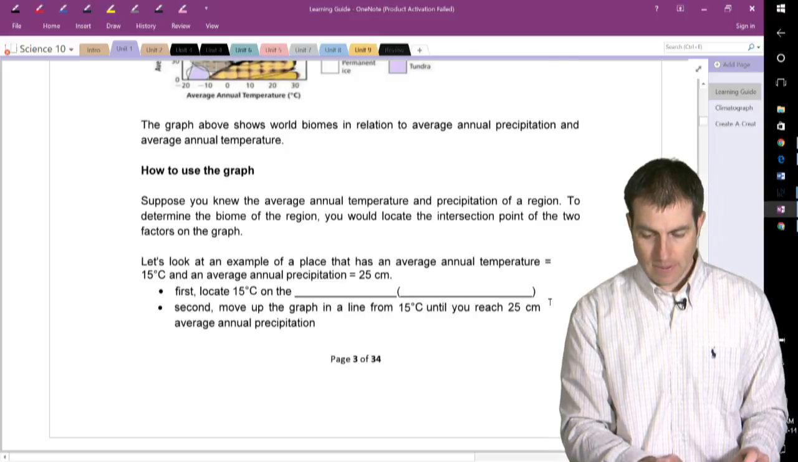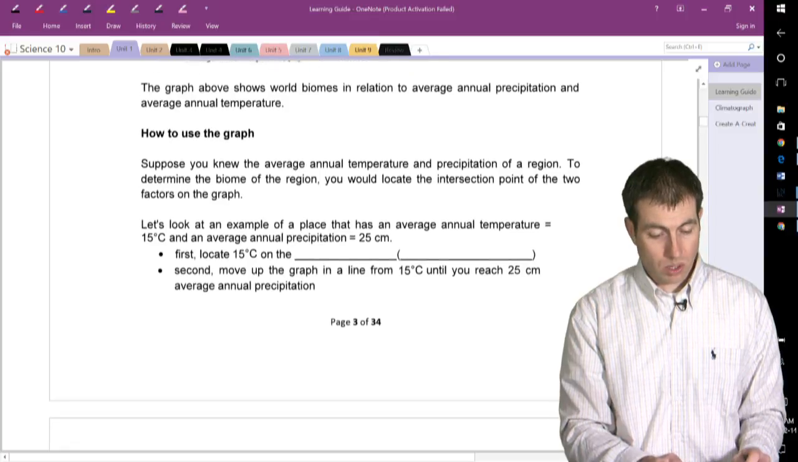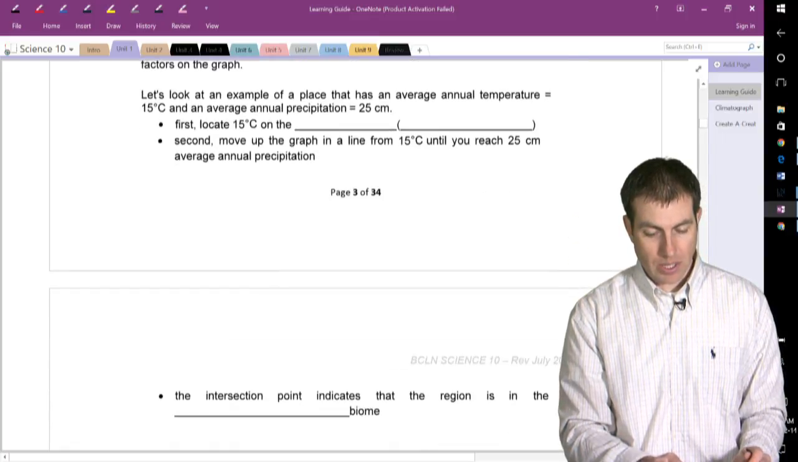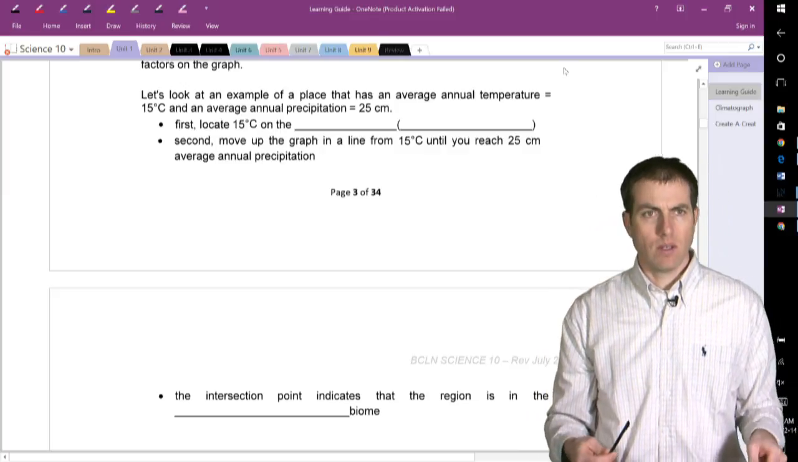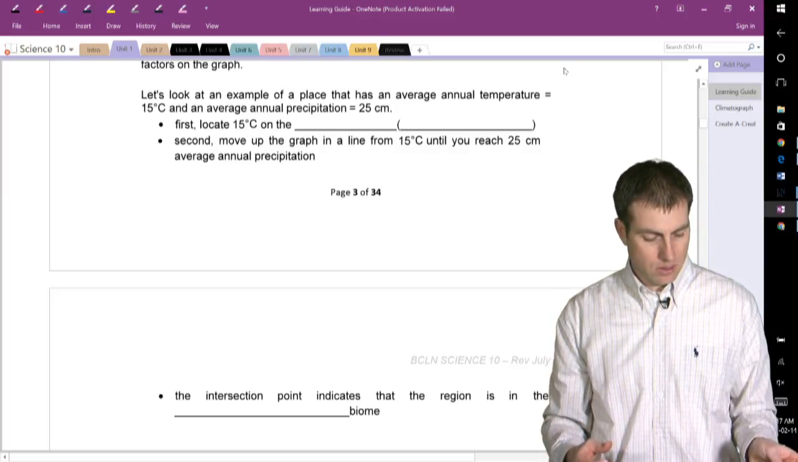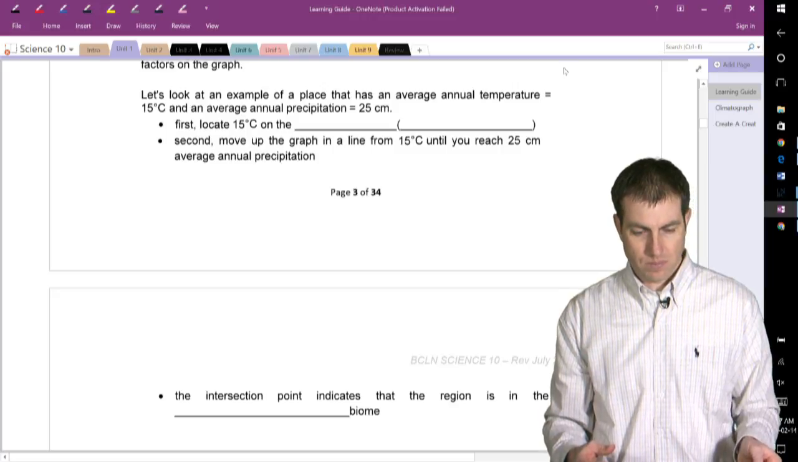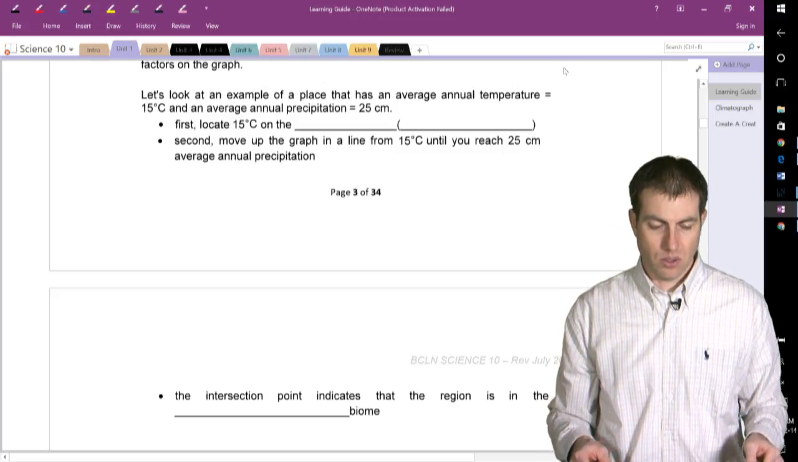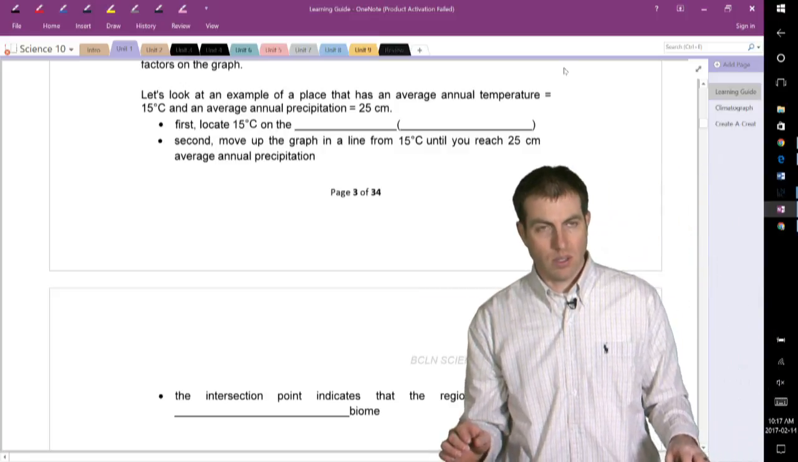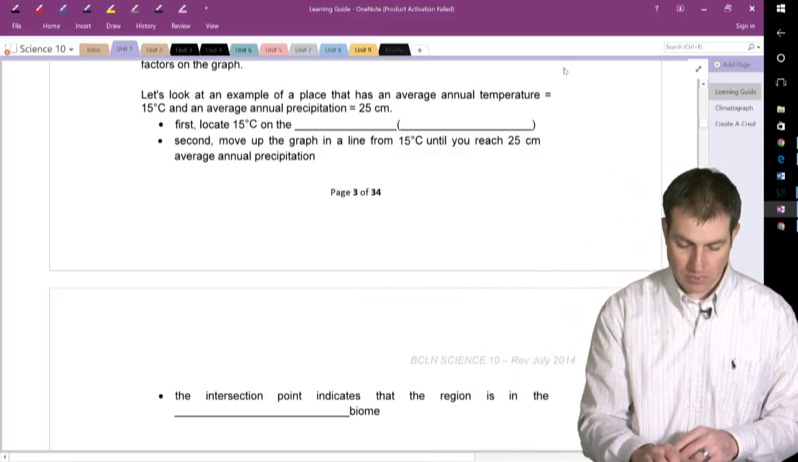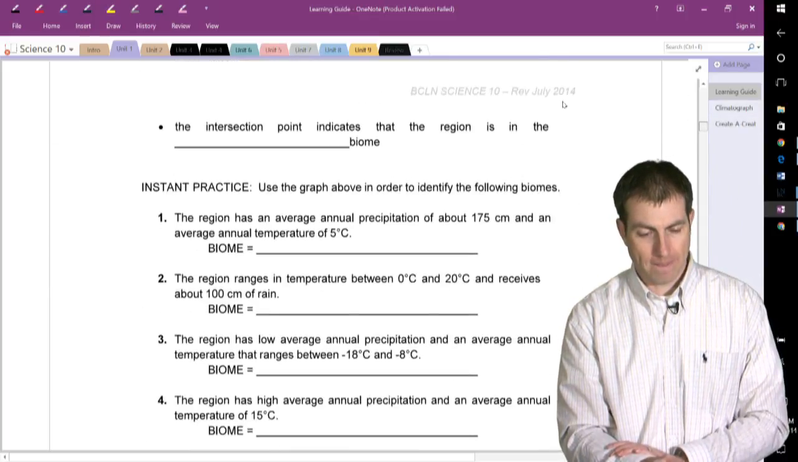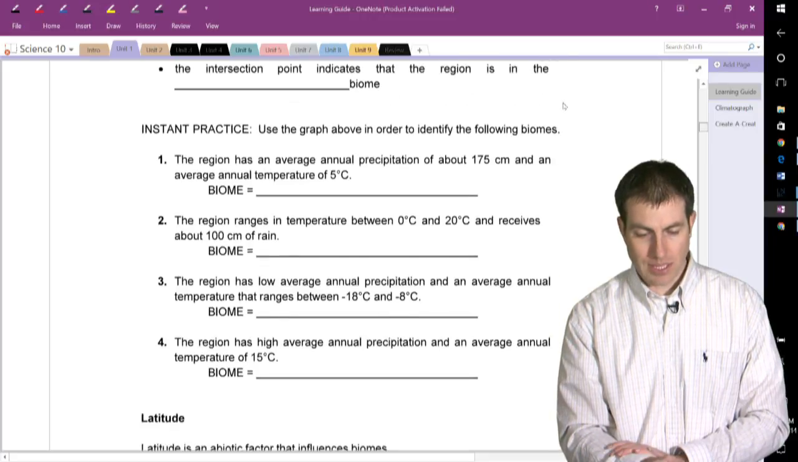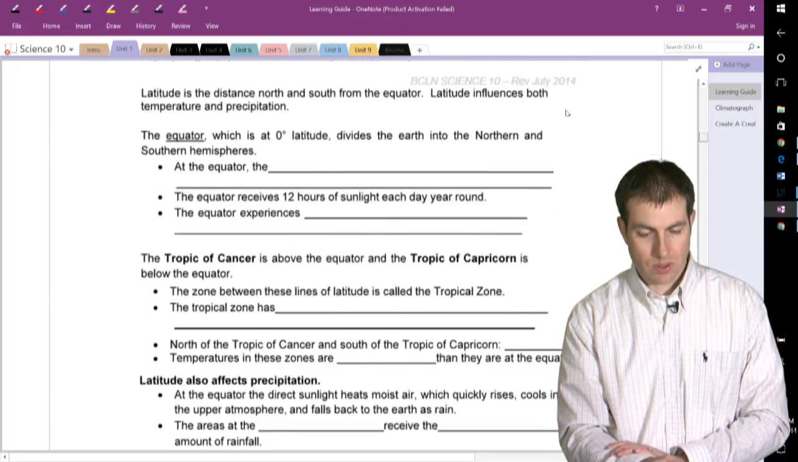And then on the top of the next page, top of page 4, the intersection point indicates that the biome is in the which region. So you just got to look on the graph and figure out where that is. So that was a little bit of you needing to think, I suppose. Other stuff, Eric? Or is it all just little stuff like that that you could probably figure out if you really put your mind to it? The instant practice we did together, latitude, should be good.